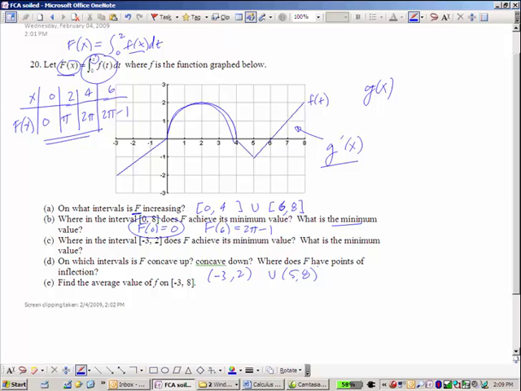Inflection points happen when the derivative does what? Equals 0. Not when the derivative equals 0. Derivative equals 0 is when the function has mins or maxes. When is it what? When it changes sign. Or when it changes direction, from increasing to decreasing. So at x equals 2. And x equals 5.